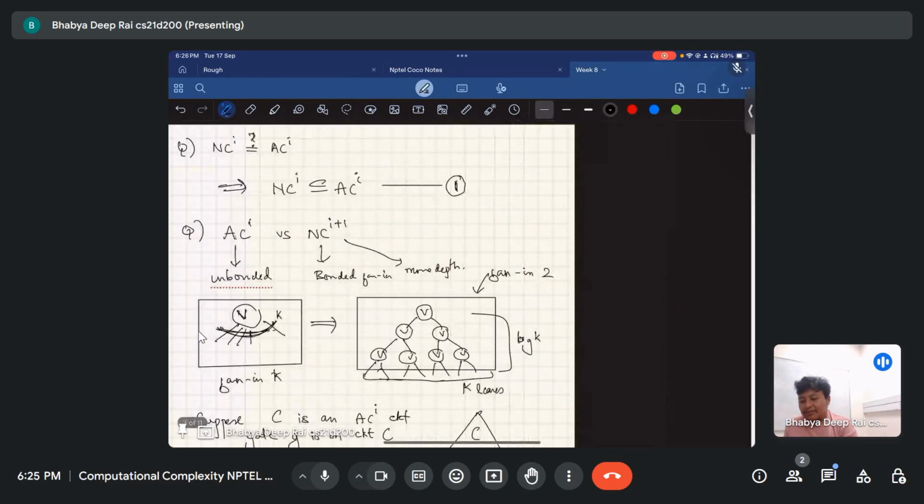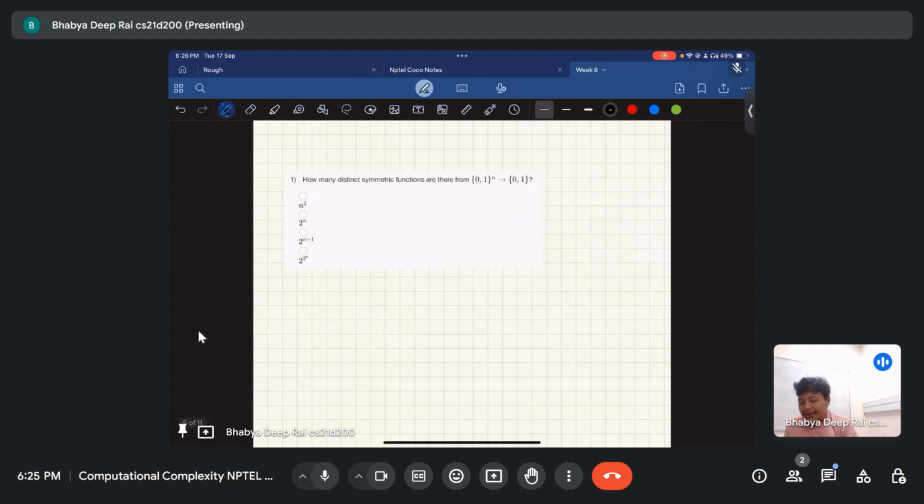So now I'll move on to the last week's assignment material. So this is assignment 7 solution. The questions are the following. How many distinct symmetric functions are there from {0,1}^n to {0,1}? Okay. So let me remind you what symmetric functions are.